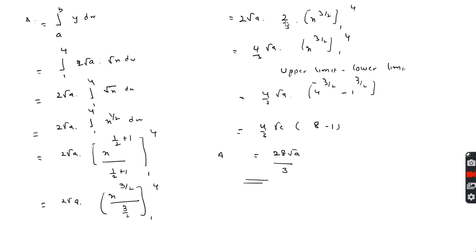So 2 into 2 is 4, 4 by 3 root a, and we substitute the upper limit minus the lower limit. The upper limit is 4, 4 power of 3 by 2, minus 1. If we simplify 4 power of 3 by 2, we get 8, minus 1, that is 7, and 7 into 4 is nothing but 28. So finally we get 28 root a by 3.